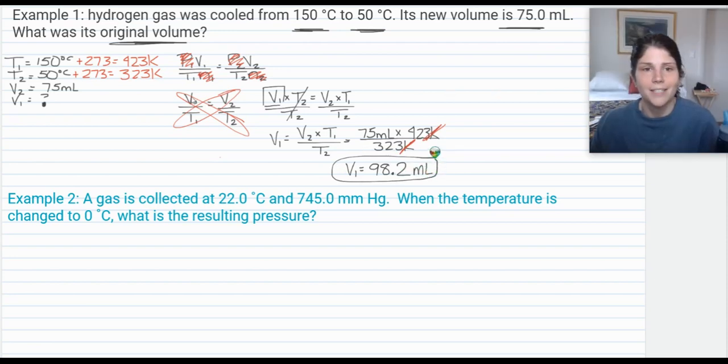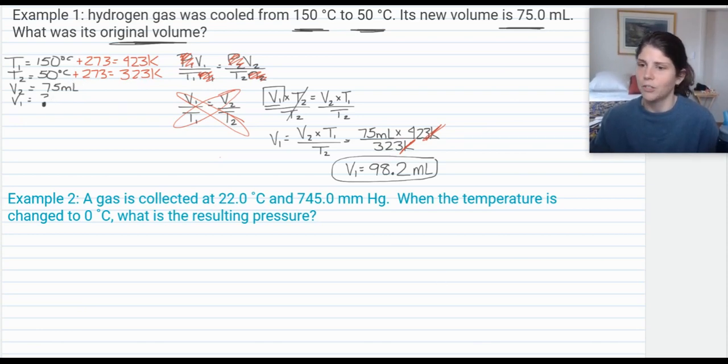V1 and T1 are on top of each other, which means they're directly related. They're divided by one another. So what's happening to my temperature? Well, my temperature is cooling off. So my initial temperature is hotter than my final temperature, which means that my initial volume should be bigger than my final volume, which is exactly what it is.